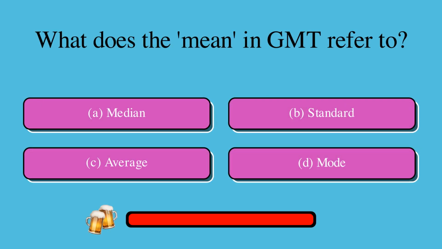What does the mean in GMT refer to? Is it A, median, B, standard, C, average, or D, mode? The correct answer is C, average.